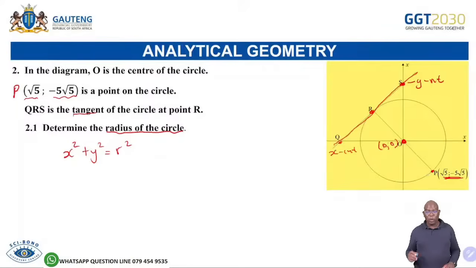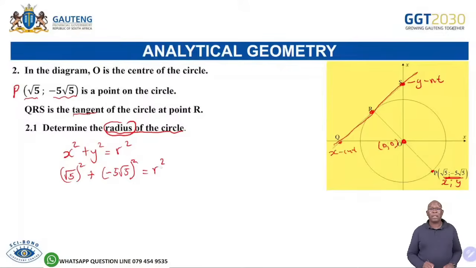Right, and the equation of the circle has got r, which is the radius. So then I can substitute my x value and my y value. So my x value is square root of 5, squared, plus the y value is negative 5 root 5, squared, equals r squared. Remember, I'm looking for the radius, I'm not looking for the radius squared.